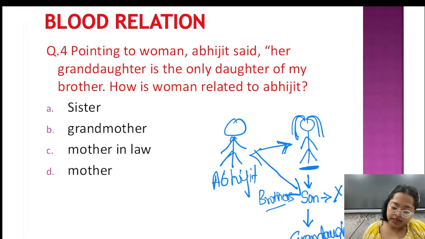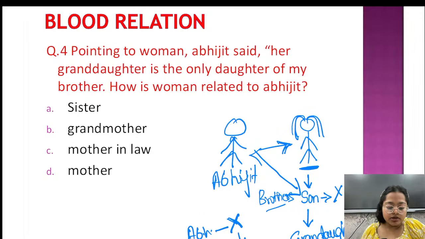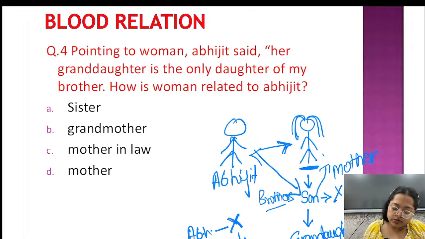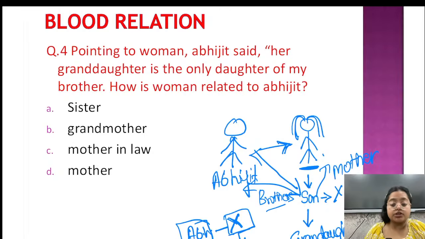Let's consider this son X. So Abhijit and X are brothers. Okay, now what Abhijit said, her granddaughter, that means X's daughter, is the only daughter of my brother. Now what the question says: how is the woman related to Abhijit? If this lady is the mother of X, she will automatically become the mother of Abhijit, okay, because Abhijit and X are brothers of each other. So the answer is D, mother.